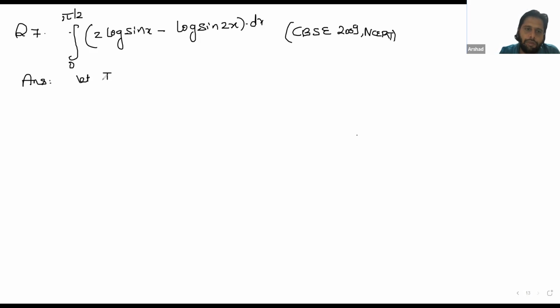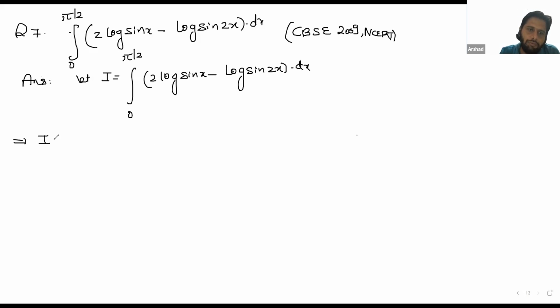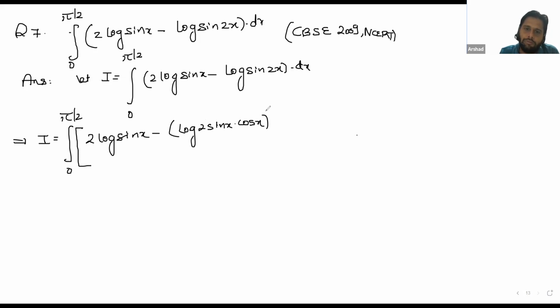Okay, Zephyr, any problem in this question? Please check here. Let I equal the integral from 0 to pi by 2 of 2 log sine x minus log sine 2x dx. Then I equals the integral from 0 to pi by 2 of 2 log sine x minus log of sine 2x, and here we will put the formula sine 2x equals 2 sine x cos x, dx.